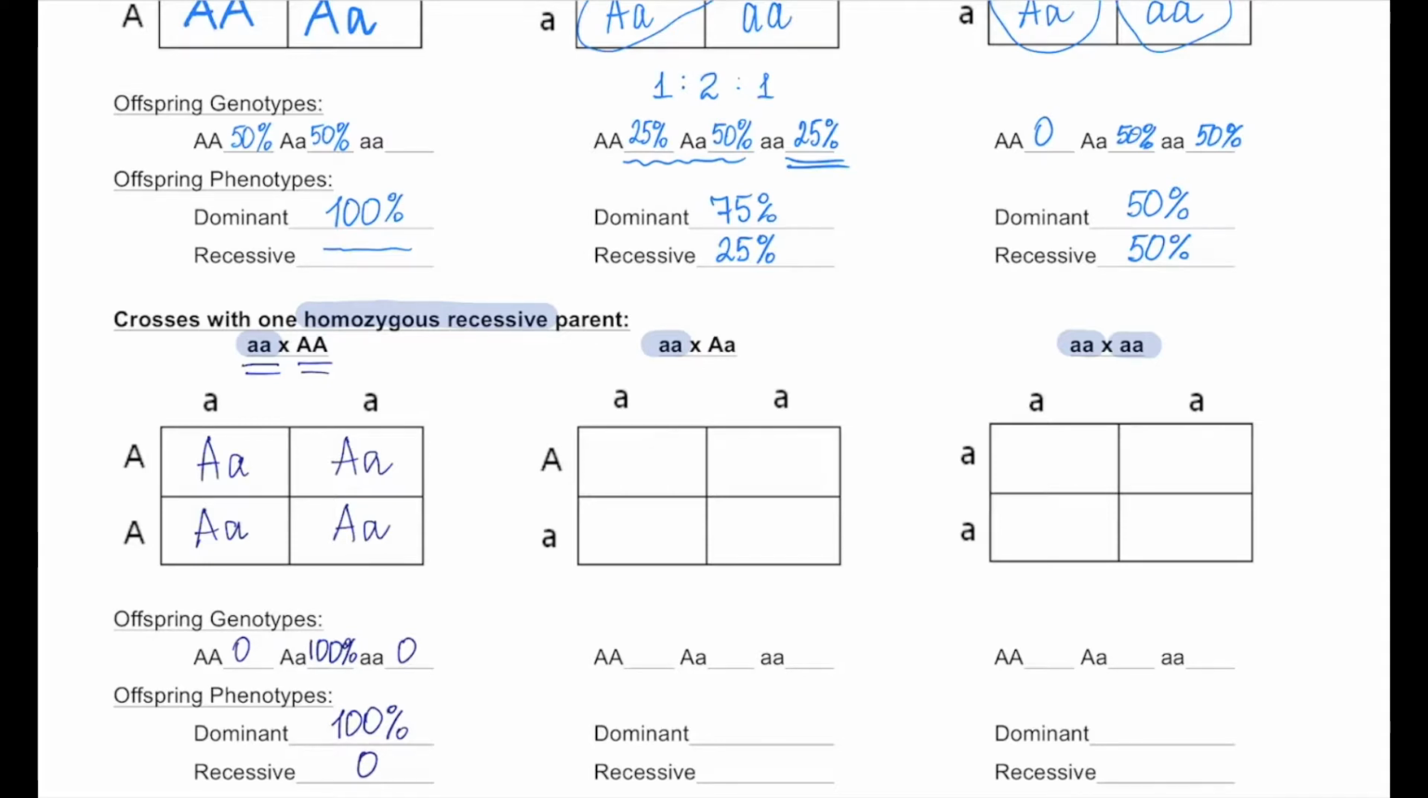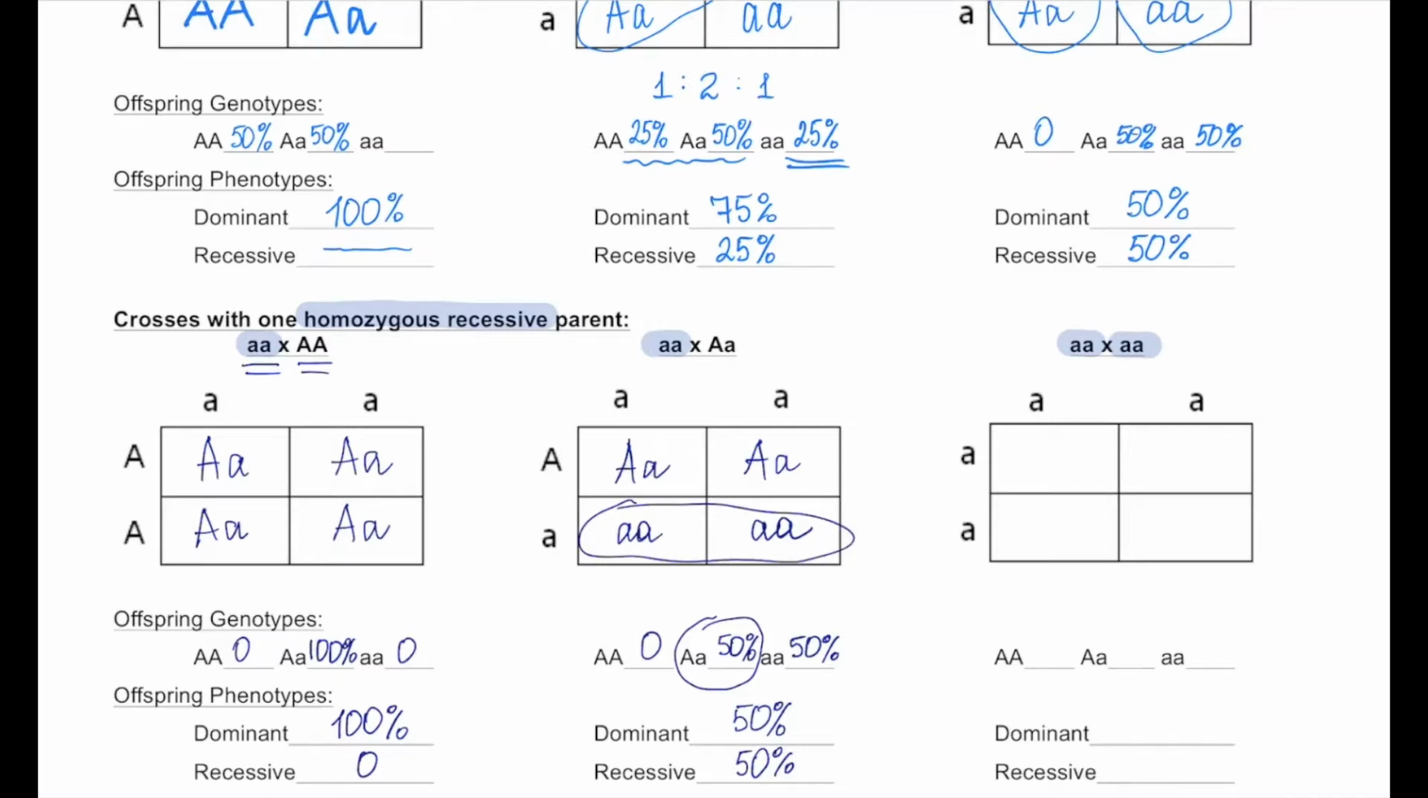Then we are crossing a homozygous recessive with a heterozygous. Heterozygous here, heterozygous here, and then homozygous recessive for the lower part of the Punnett square. 0 for homozygous dominant, 50% heterozygous, and 50% homozygous recessive. Dominant phenotype, this one, so that's going to be 50%, and recessive is going to be again 50%. That's when we have both alleles recessive, which will be the lower part of your Punnett square.